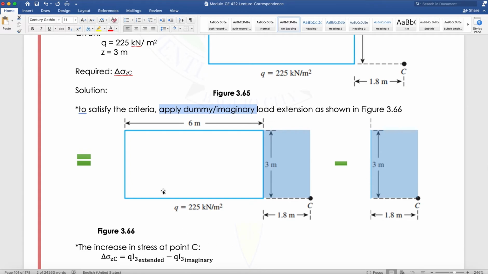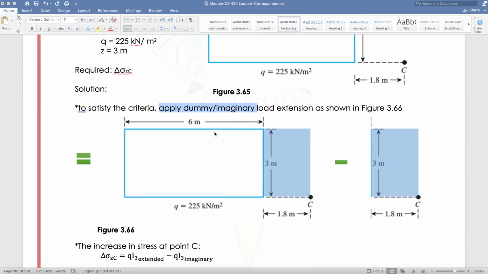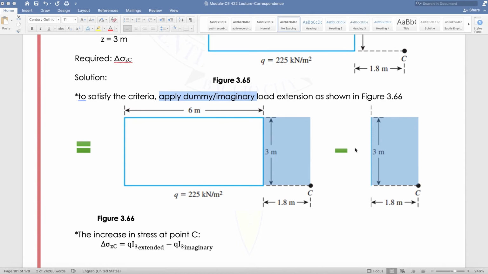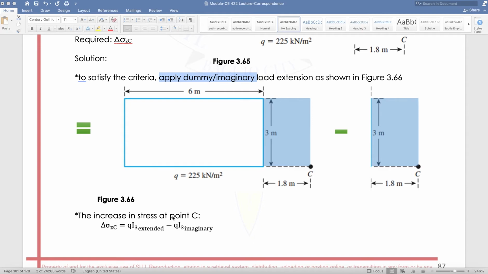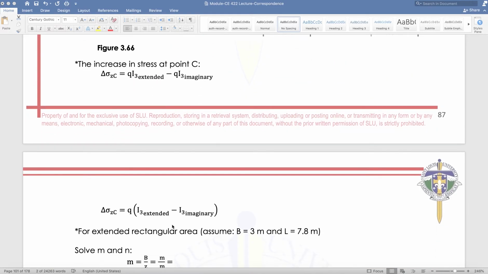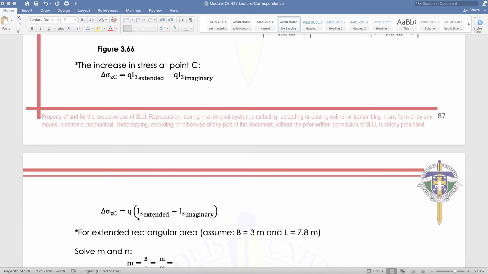Okay? So, kung kanina, it is the summation of all. Ngayon, dito, ay ganun pa rin naman. But we need to take into consideration that imaginary or dummy load are negative because they are non-existing. Okay? So, we just add them and we need to subtract them. So, therefore, the increase in stress at point C, delta sigma Z at C, is equivalent to Q times I of the extended minus Q times I of the imaginary. So, that is equivalent to Q times quantity I extended minus I of the imaginary.